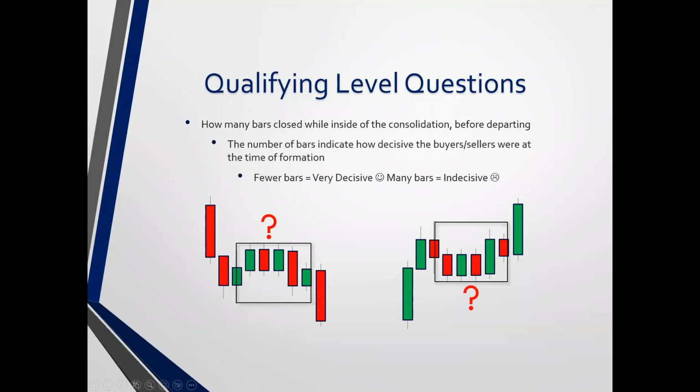So the number of bars indicate how decisive the buyers and sellers were at the time of formation, okay? So in this particular case, as with all, fewer bars equate to very decisive. That's a good thing, okay? Many bars, not so much. Give me a big frown face on that one. Not very happy about that. So if we have a bunch of bars, what does that tell us? It tells me that it was very difficult to make a decision.